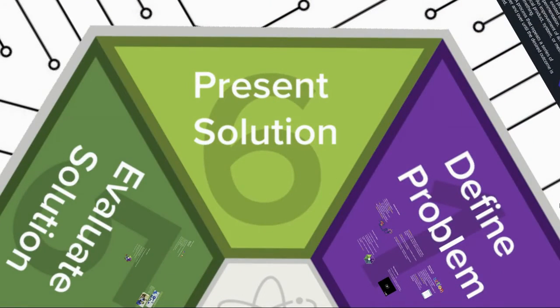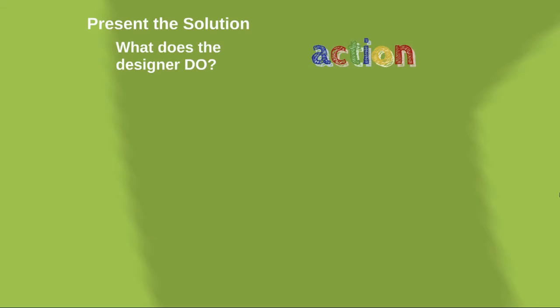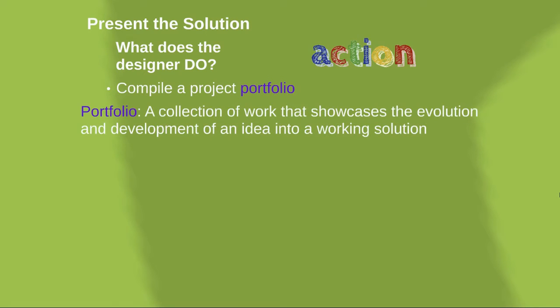Step 6 of the design process is to present the solution. By step 6, we might have a working design solution, but that isn't quite the end of the process. At this stage, the designer is going to show off the working solution in a variety of ways. They're going to create a project portfolio, which is a collection of work that showcases the evolution and development of the idea into a working solution.